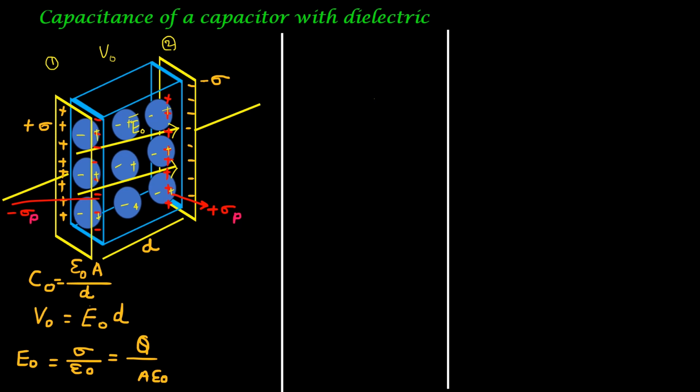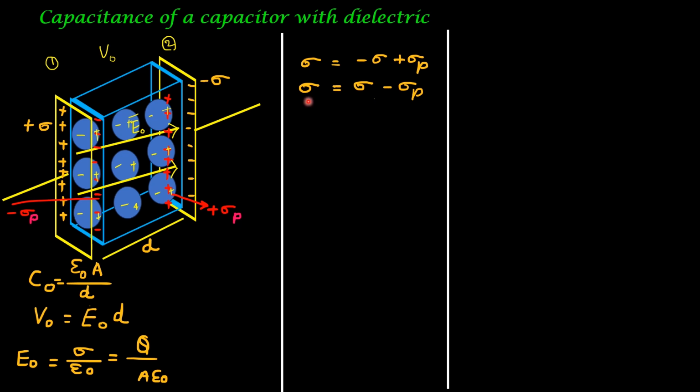Because of this charge density due to polarization, the net charge density at the two plates changes. That is, at the negative plate, the new charge density will be negative sigma plus positive sigma P. On the positive plate, the net charge density will be positive sigma minus sigma P. I have noted the net charge density there for the two plates.